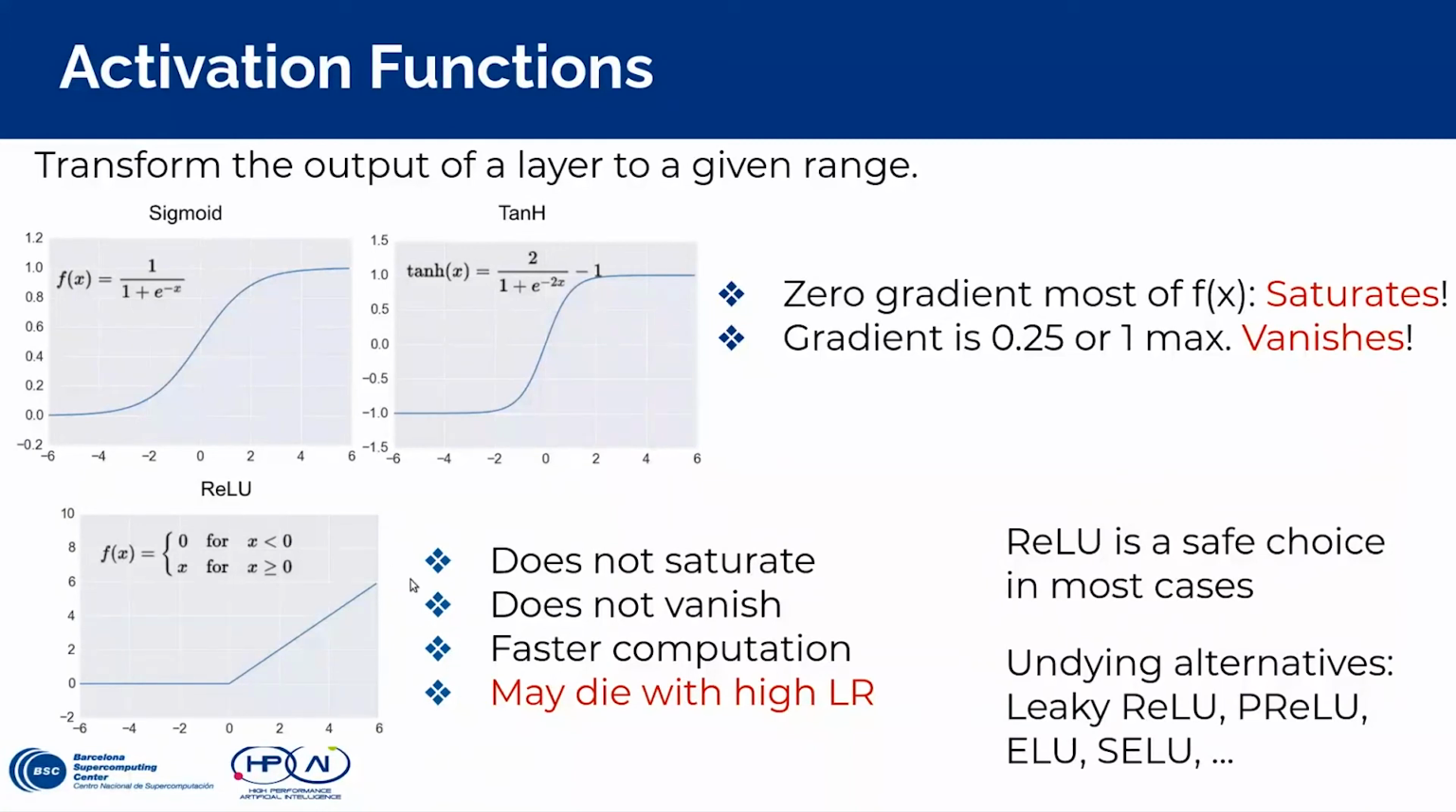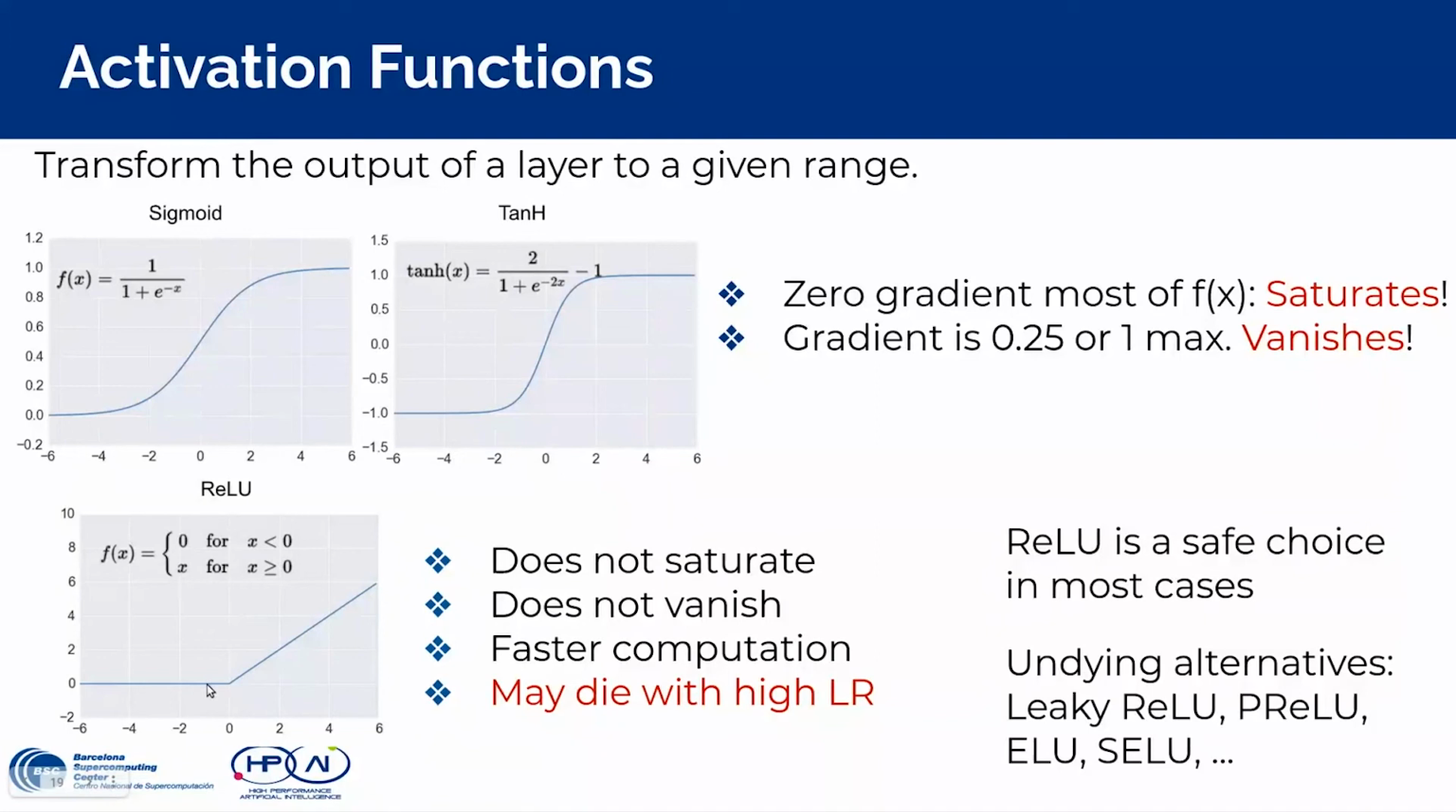And it's much faster to compute because, notice, here we have exponents that we have to compute. Here we don't have exponents. It's very easy to compute this, very fast. The problem is what happens if you get here. If you get here, the neuron is pretty much dead.